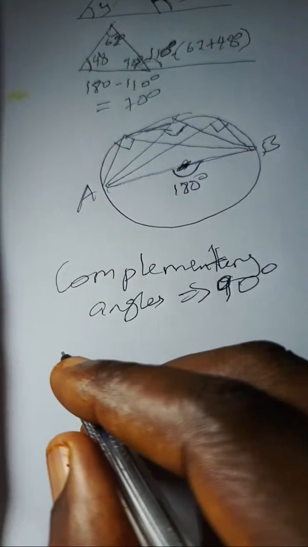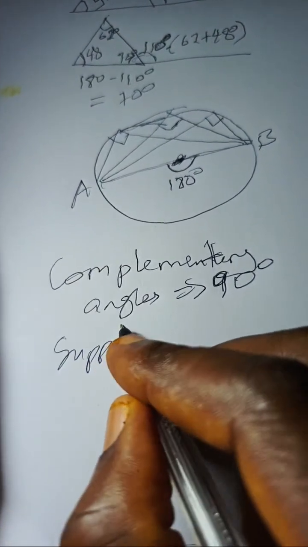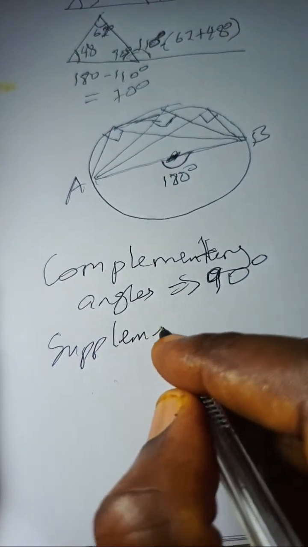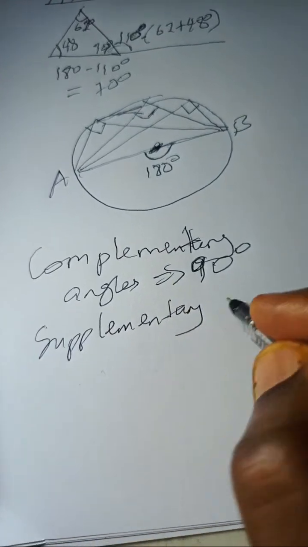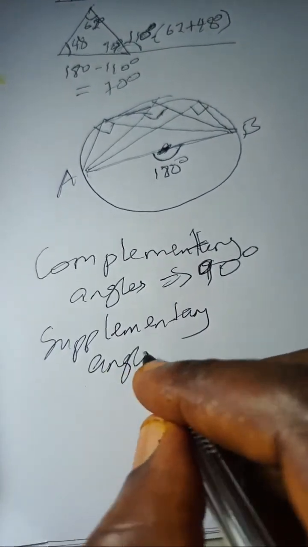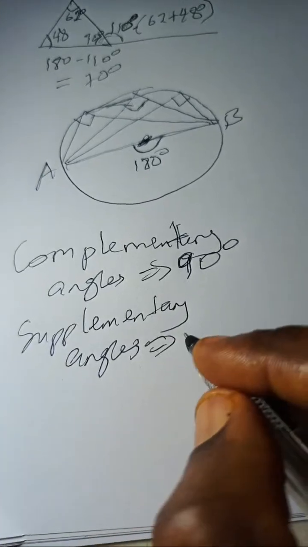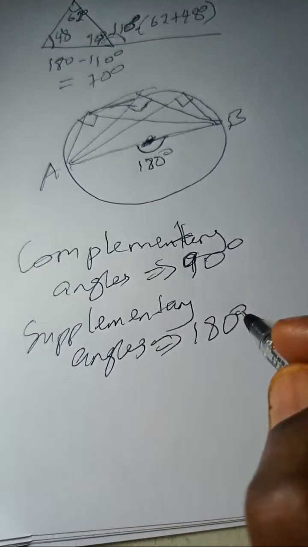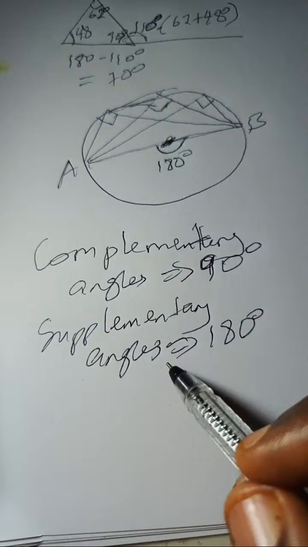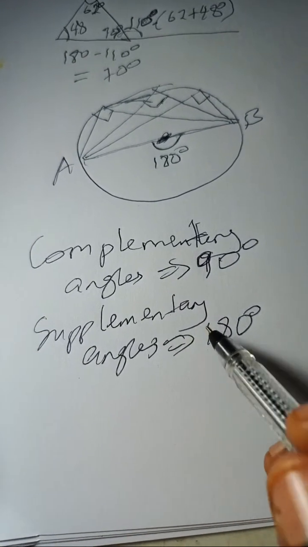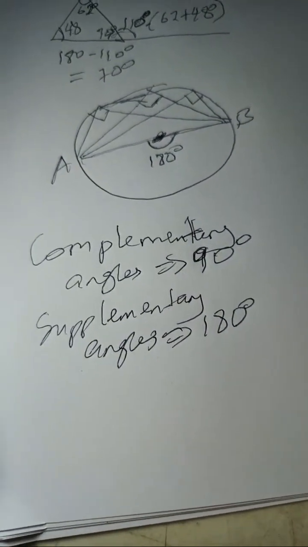And when you say supplementary, it means the angles that add up to give us 180 degrees, they are called supplementary. So that's the difference between them. So let's go on now.